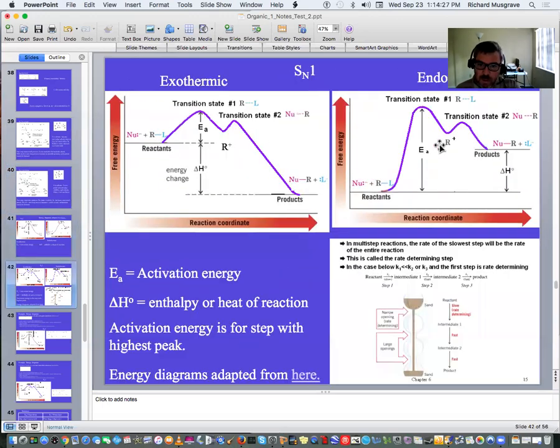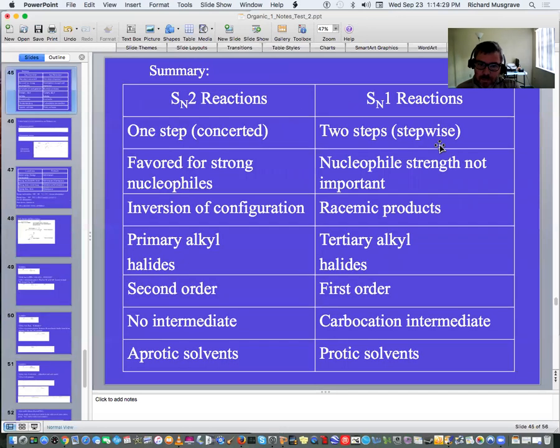So I'll show you the summary. This is the summary of the Sn1 Sn2 reactions. I'll come back to this in a bit. So the Sn2 reactions are one step concerted. The Sn1s are two steps, or what I call stepwise.